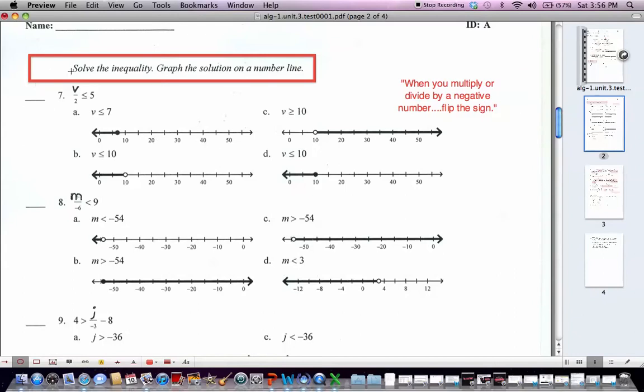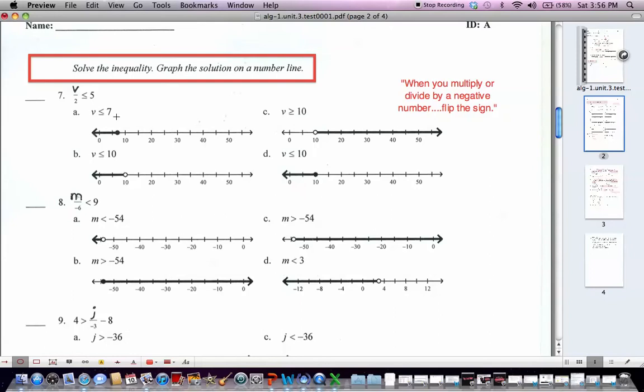We're solving for the inequality, then we're going to graph the solution on a number line. So starting with number 7, we have v divided by 2 is less than or equal to 5. The first thing you're going to do is solve for v, and then we're going to graph. Now remember, you have to be thinking, is it an open circle or closed circle? And then which way should the line be shaded? Solve for v. Always keep the variable on the left side. That's important. That'll help you know which way to shade the number line. So solve for v and then graph it.